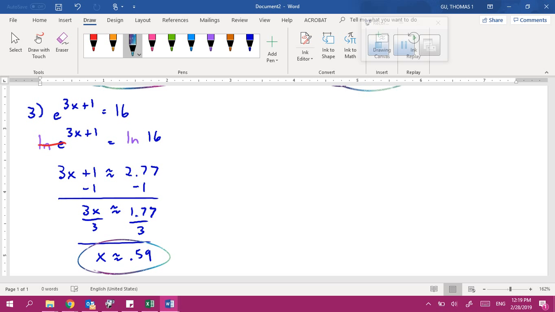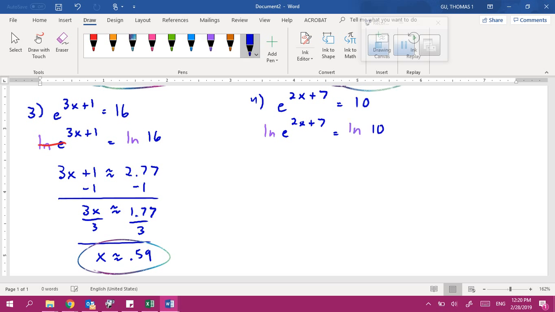Let's do another example similar to this one. Number 4 is going to be e raised to the 2x plus 7 equals 10. So we just did one like this. What do you think our first step's going to be? Right, ln of both sides equals ln of 10.